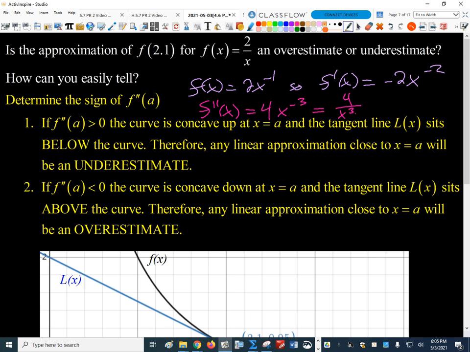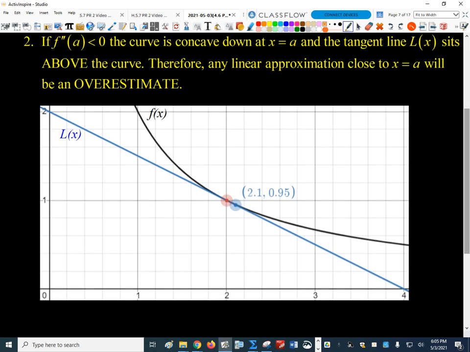Well, for any positive value of x, and we're looking at values around 2, 2 was our value of a, this is obviously going to be positive. So we can see right away that this is going to be bowl-shaped up, and so our linear approximation, the tangent line, would sit below the curve, and so it represents underestimates. Okay. Here's where I'd probably ask you if you have questions, but I'm not here, so hopefully you don't.